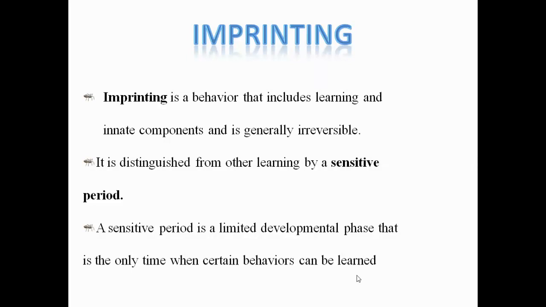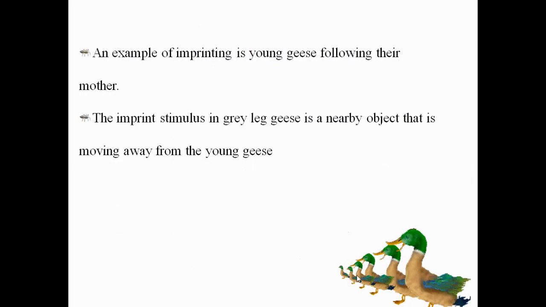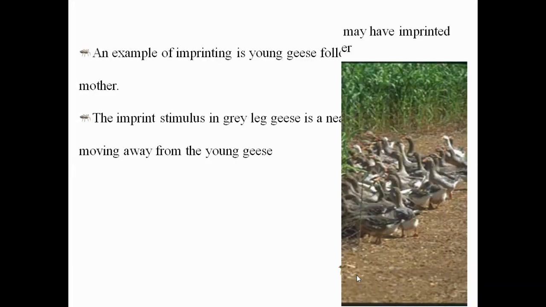It's distinguished from other learning by the sensitive period. So, note it down, that is the sensitive period. A sensitive period is a limited developmental phase that is the only time when certain behaviors can be learned. An example of imprinting is young geese following their mother. So the imprinting stimulus in gray-legged geese is a nearby object that is moving away from the young geese.